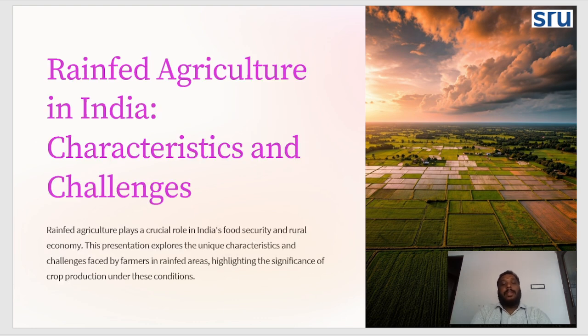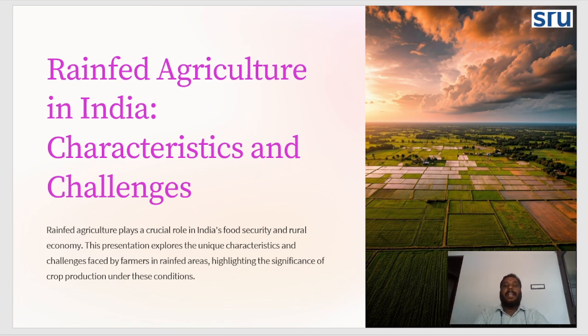This is the topic that we are going to discuss in lecture 3: rainfed agriculture in India, its characteristics and challenges. In the first two lectures we discussed the criteria for the division of various agriculture, like rain-fed agriculture, dry agriculture or dryland agriculture. In the second lecture we discussed the integrated watershed management program, its prospects and challenges. Today we are going to discuss rain-fed agriculture in India, its main characteristics and challenges. So let's get into the topic.